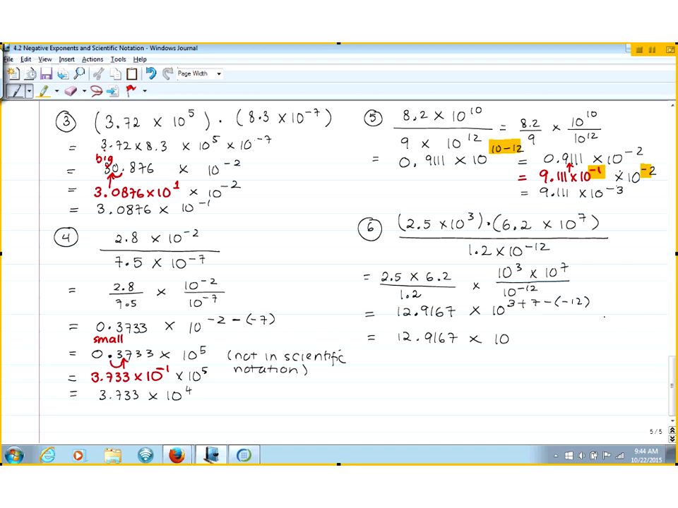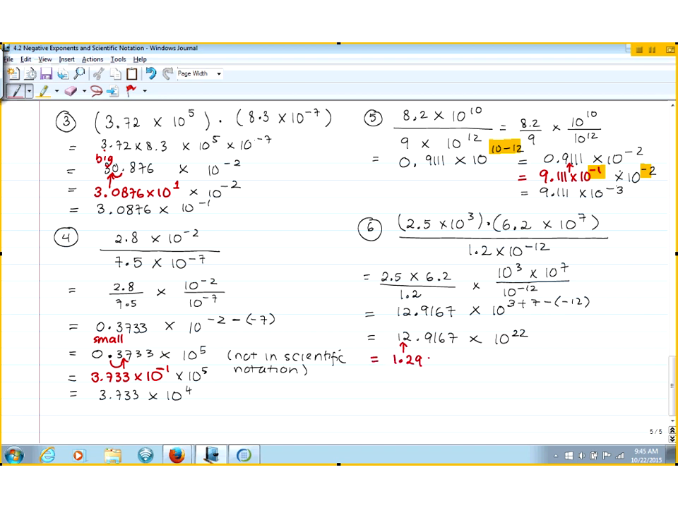Subtract negative 12. Yes. Good. So what is this? 10 plus 12, which is 22. Ooh, this is a big number, actually. Yes. Is this in scientific notation? No. How do I write it as scientific notation?